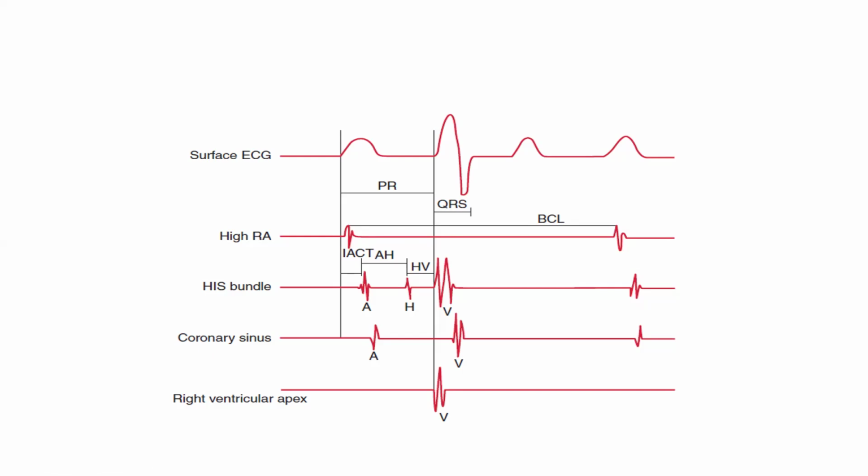Hope you understand how we use 60,000. For example, if the time interval between A and A is 1,500 milliseconds, I will divide 60,000 by it. Then I will get the heart rate, and maybe the heart rate will be like 40 beats per minute.